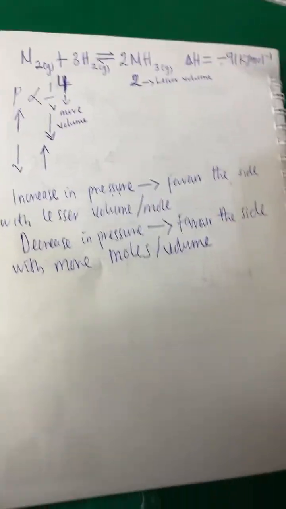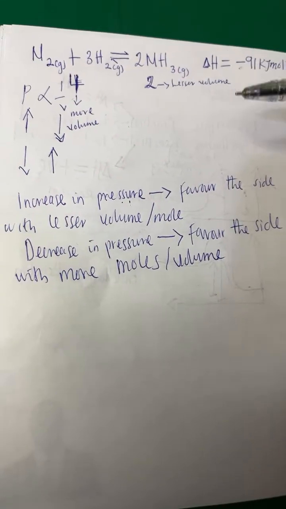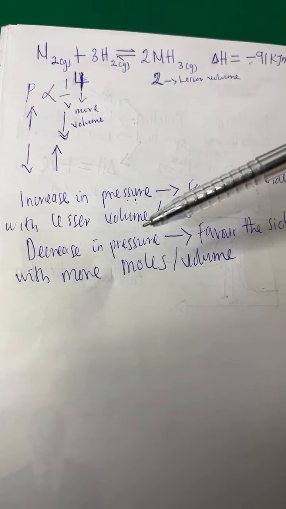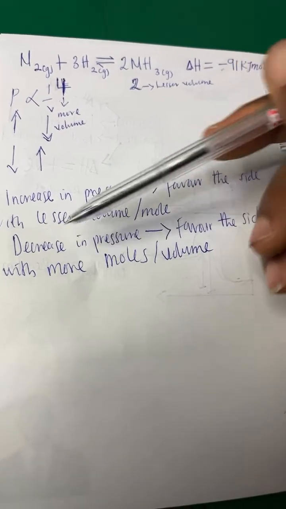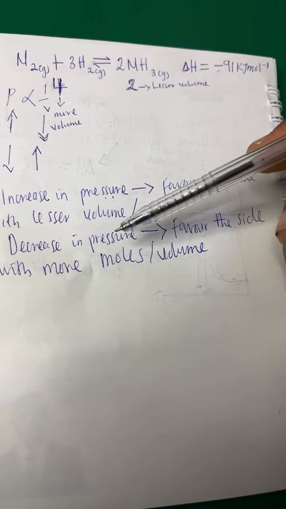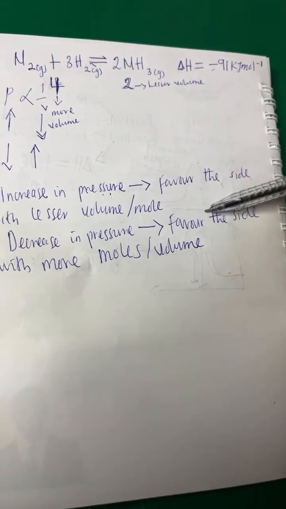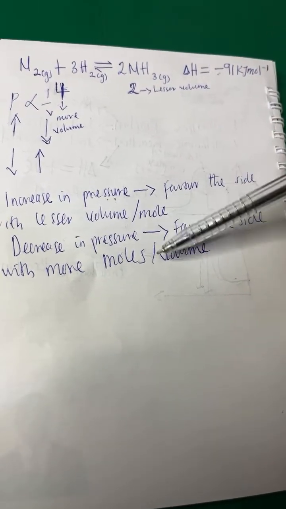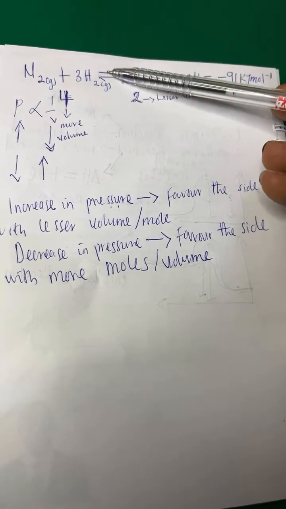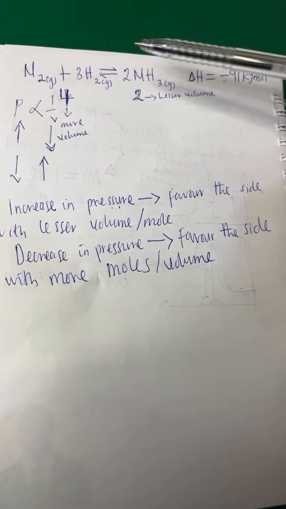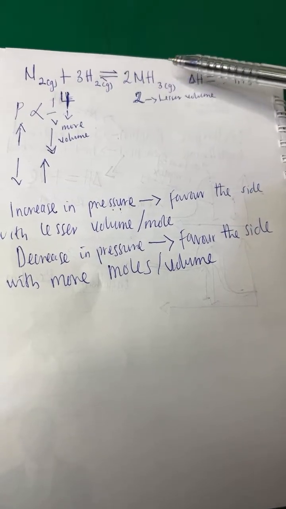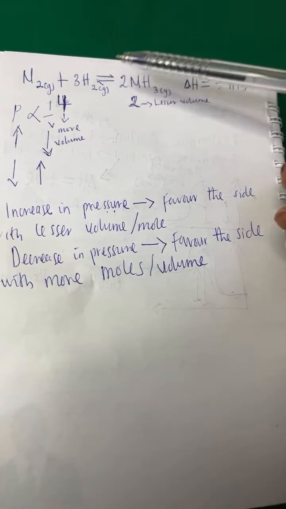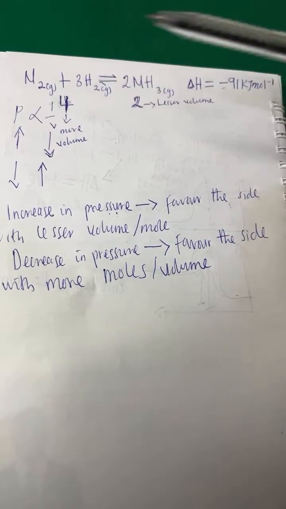This thing will favor the forward reaction, right? So now, for the second thing, a decrease in pressure. If the pressure decreases, remember I told you that it will favor the side with more moles. So for this reaction, if the pressure decreases, which side will it favor? Will it favor the forward reaction, or will it favor the backward reaction?